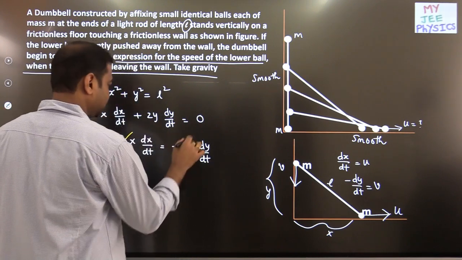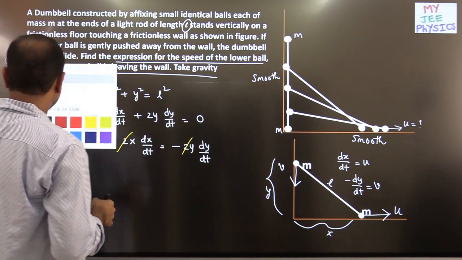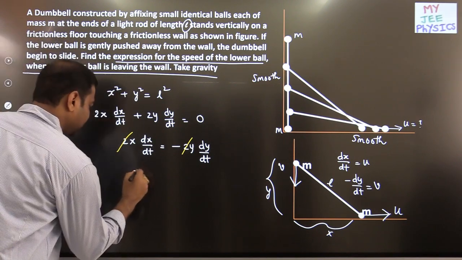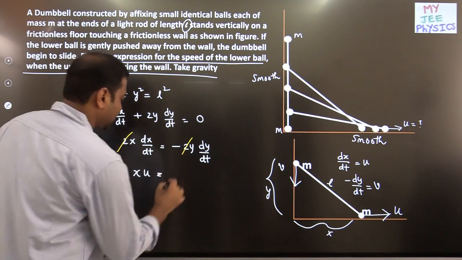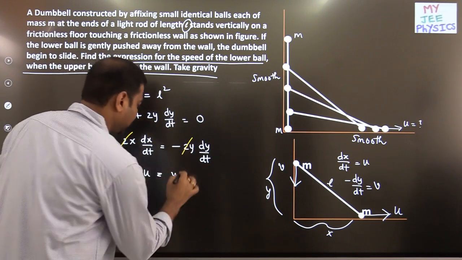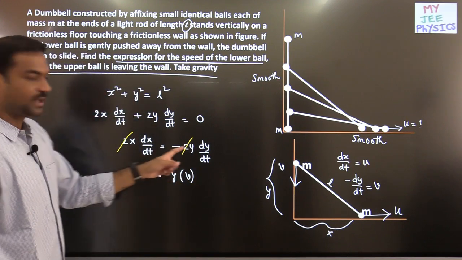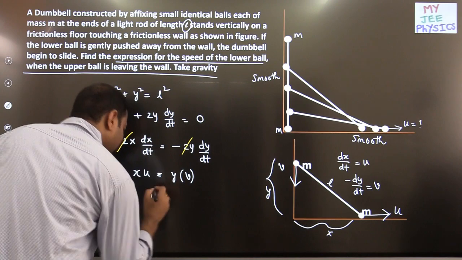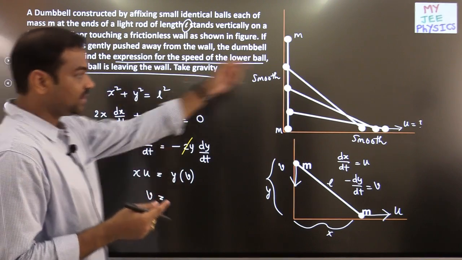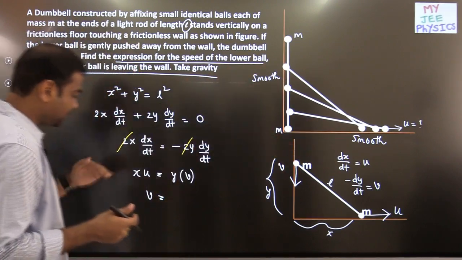So 2 cancels out. Then we get only some expression in terms of x into dx by dt. Here dx by dt is u, and y into minus dy by dt is v. I am directly taking the minus dy by dt as v. So I want to know the relation between v and u. I require the u value finally, so that's why I am finding v in terms of u.